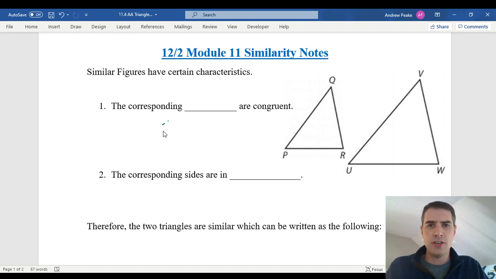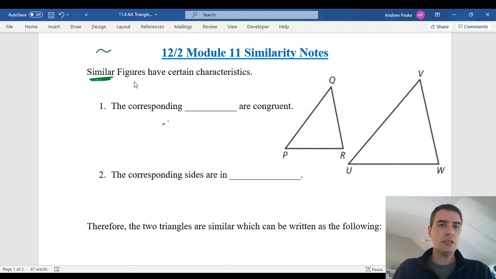Okay, so today we're talking about similarity some more. In particular, let's talk about the different characteristics of similarity. For similar figures, right? This is the symbol for similar. They have certain characteristics, really two big things.